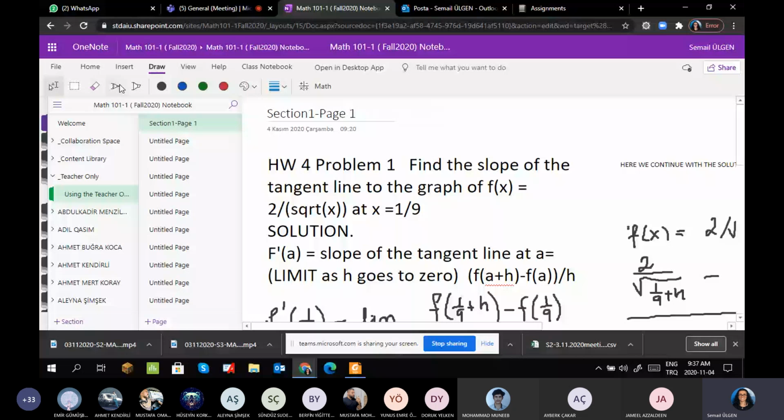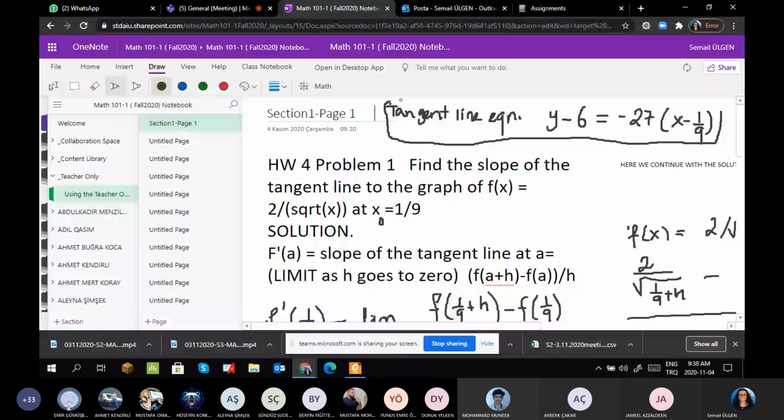If they say find the tangent line equation, it is easy as long as you know the slope. The tangent line equation is just y minus y0. In this case, we know x0. You can consider this is x0. We know x0, but we don't know y0. But we can take this, put it in the function, and we get that y0 is 6. So it is y minus 6 equals negative 27, the slope, times x minus 1 over 9. Okay, this is the tangent line equation. They didn't ask about this, but they might have asked the question. That's how you should proceed. It's just extra information. So let's move to the next page.